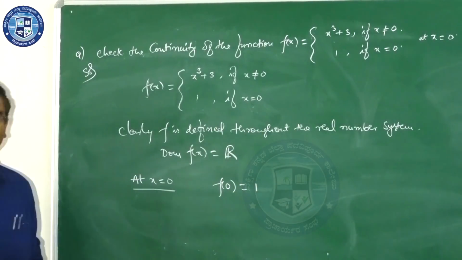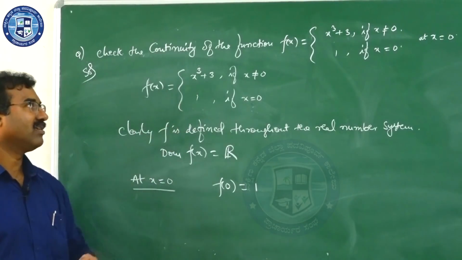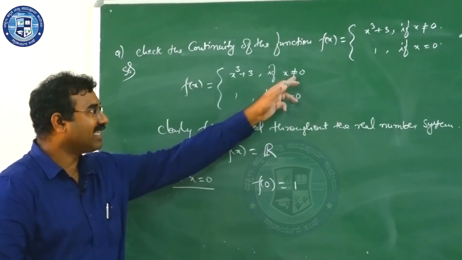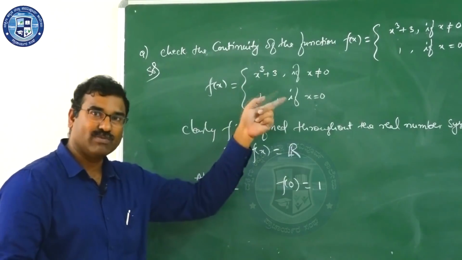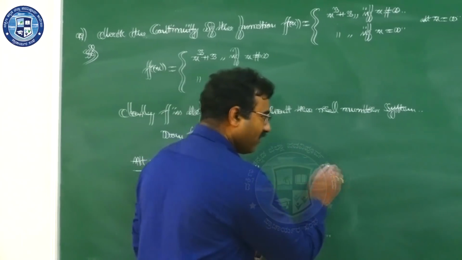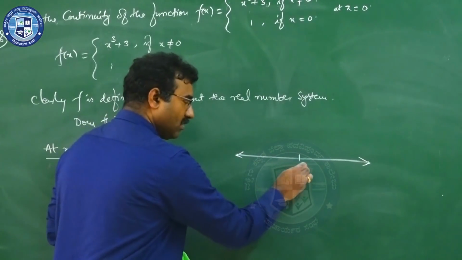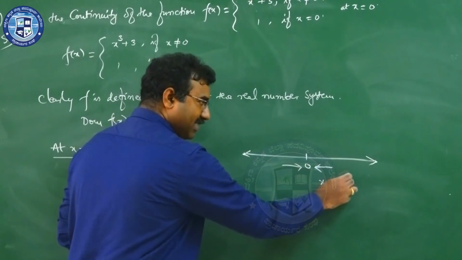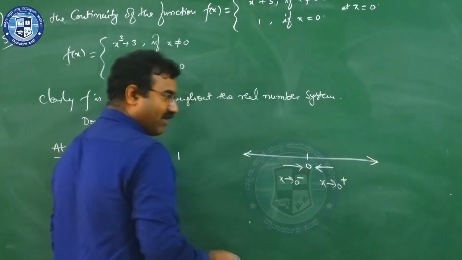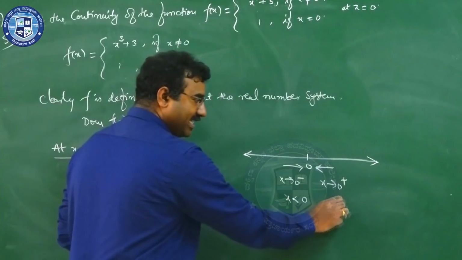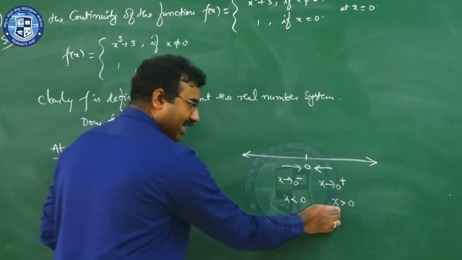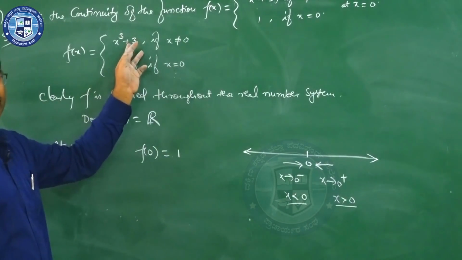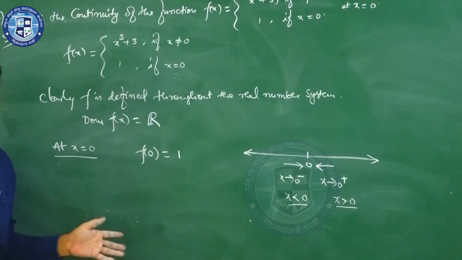Now, you tell me whether we need left hand limit and right hand limit to work at 0. It is not required, because when x is less than 0, this is the function. When x is more than 0 also, this is the function. Whether you are approaching 0 from the right side or the left side, both times the function is the same thing. So, in this case, we need not work out the left hand and right hand limits.